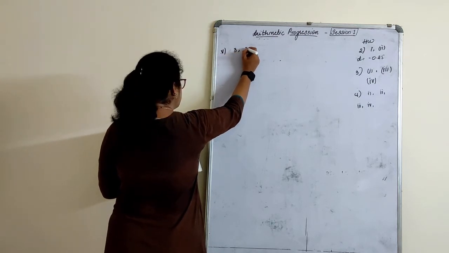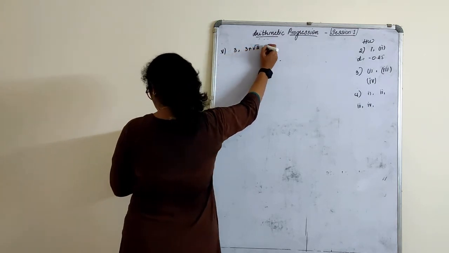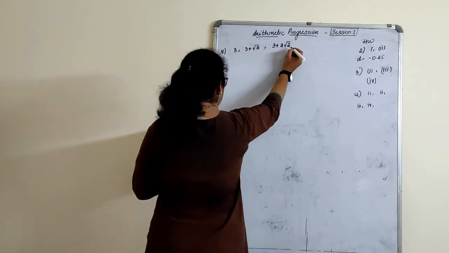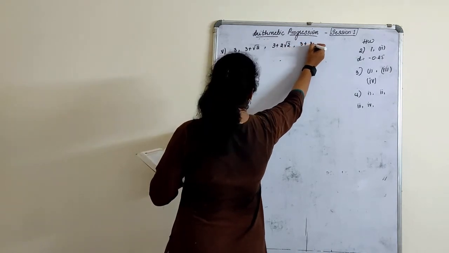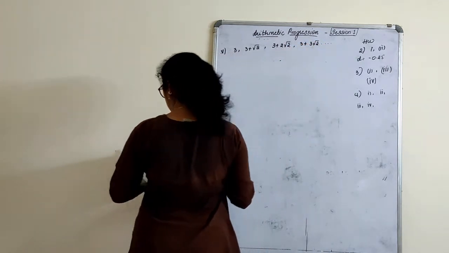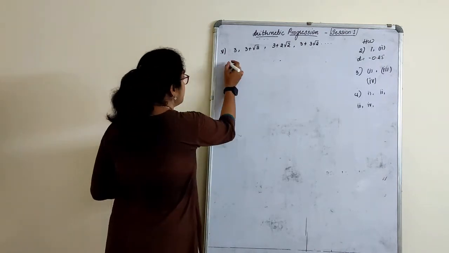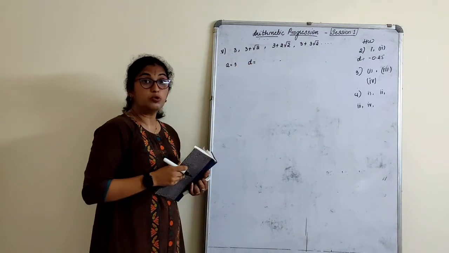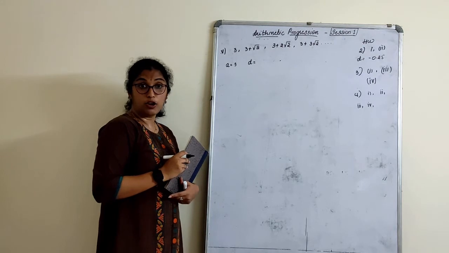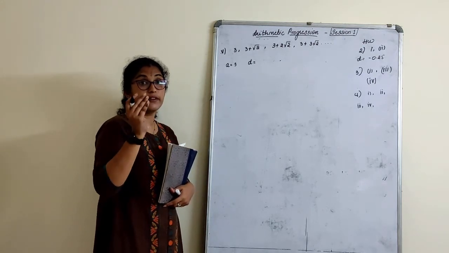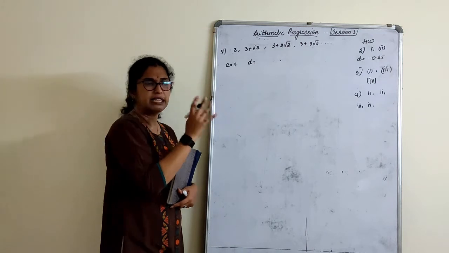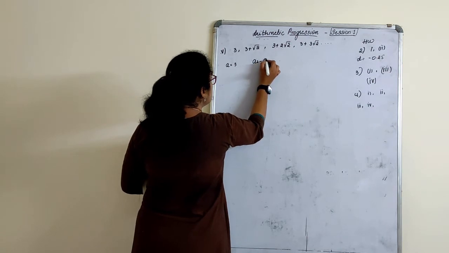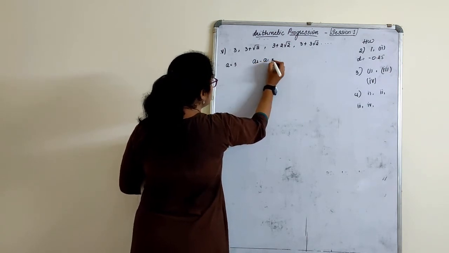So the fifth one is 3, 3 plus root 2, 3 plus 2 root 2, 3 plus 3 root 2, and so on. So before that I need to find the first term and common difference. That's the first thing. Here A is equal to 3, common difference is equal to... Now to check whether it is an AP, we have to find the common difference for 2 different terms. A2 minus A1, A3 minus A2 or A4 minus A3, anything like that. So before you write the common difference here, first check A2 minus A1 is equal to how much?